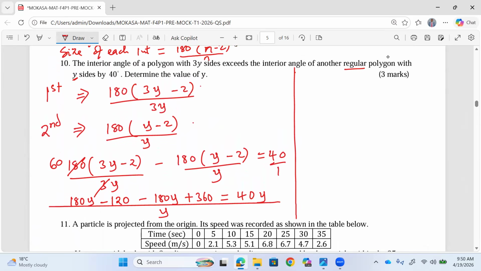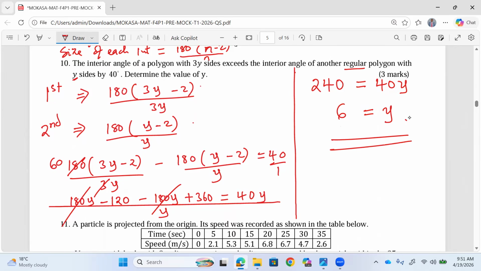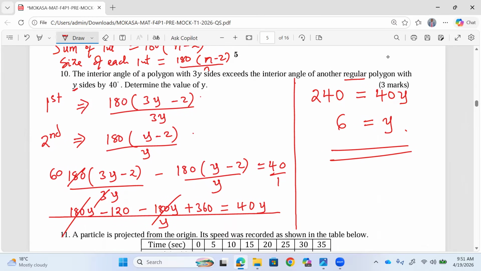Then we can now group terms together. We are done with the LCM. You can see 180 and 180, they'll cancel out. Then negative 120 and this one positive 120 becomes 240. This is equal to 40y. How can you remain with the value of y? You divide through by 40. We get 6. So the value of y is exactly 6.